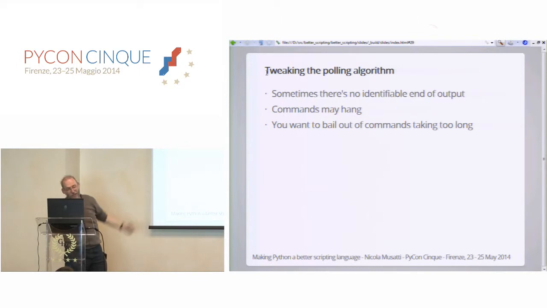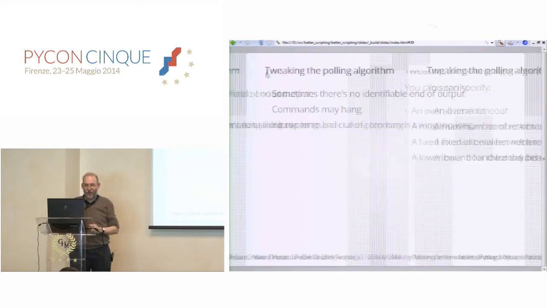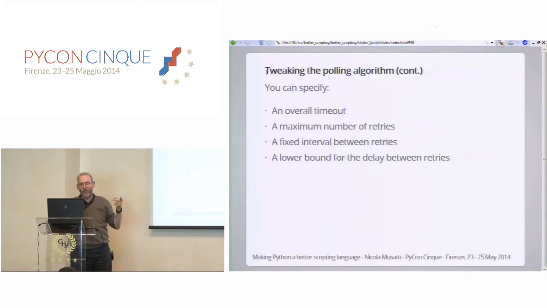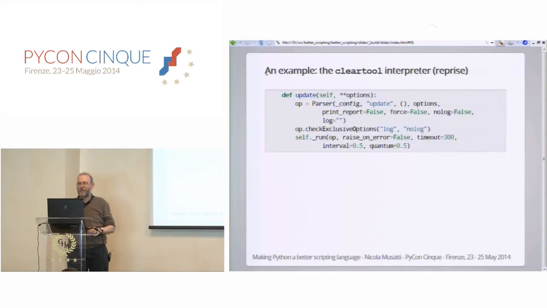I provide ways to control the polling algorithm by specifying a timeout, a number of retries before you decide that you want to abort, or how often you perform these retries. For instance, the update command for ClearTool can take very long, and in this case I used a timeout of 300 seconds to be checked every half second.